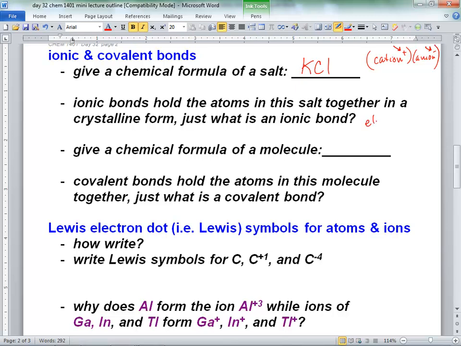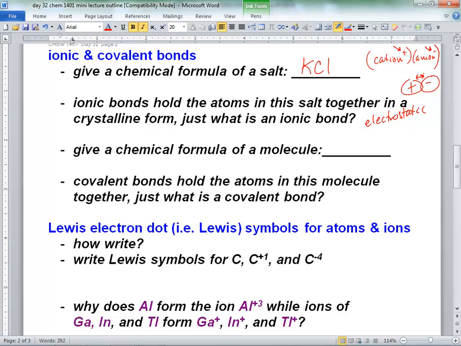Where plus and minus stick together. There's an attraction between them. Is that a strong attraction? Plus and minus, yeah, it is, right? So these are going to have really high melting points, those things.